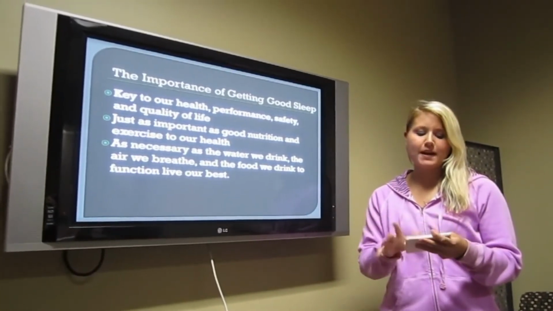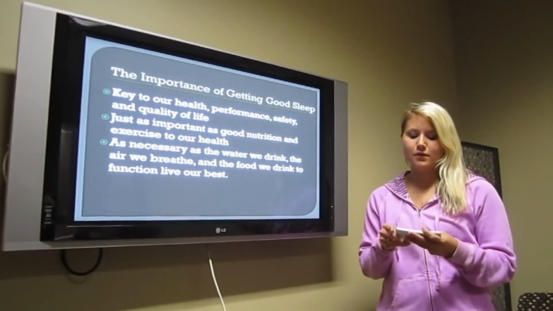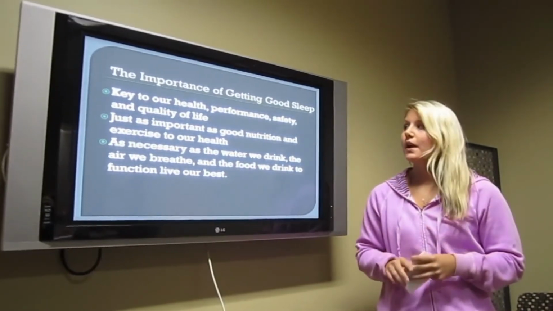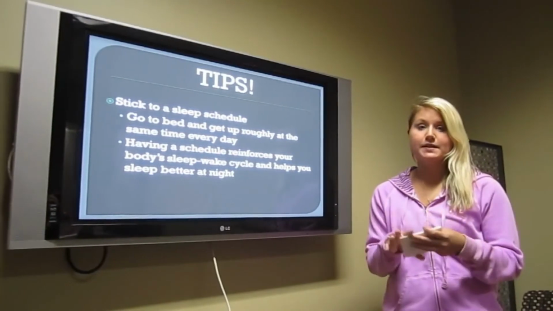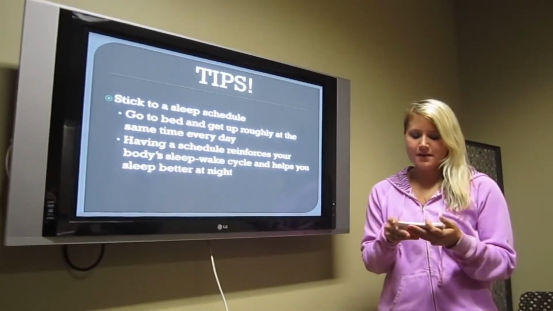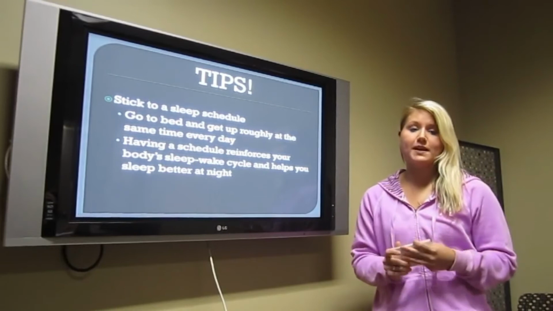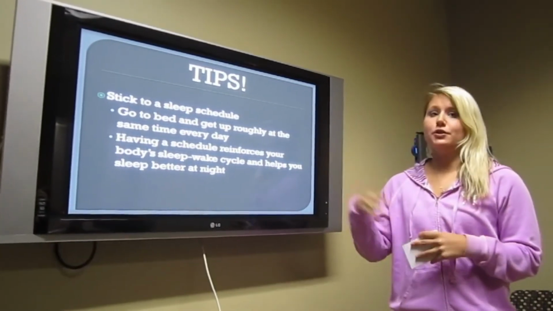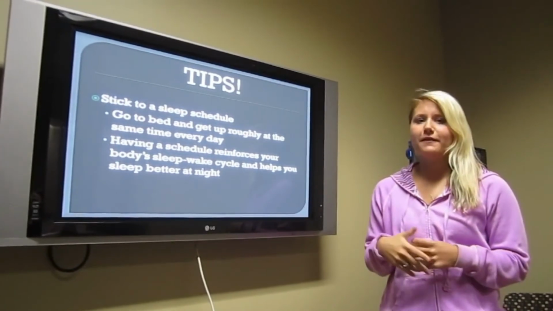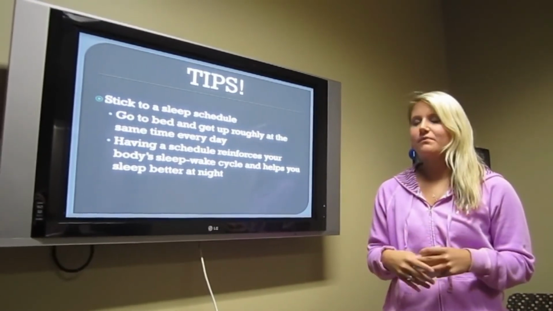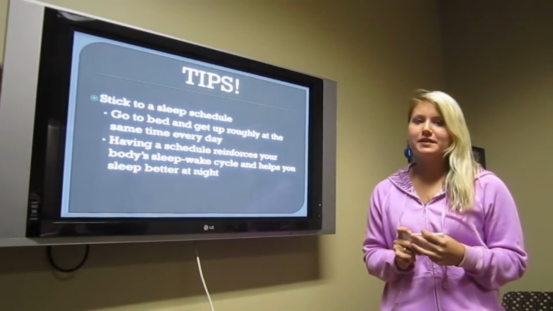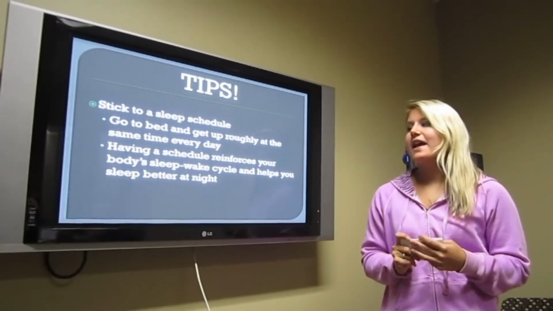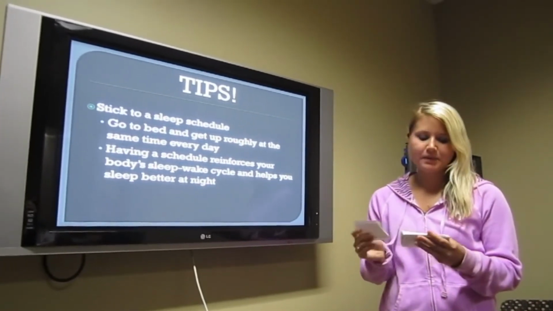Now that you know why it is important to get good sleep, I'm going to give you a few tips for better sleep. According to Mayo Clinic's article, Sleep Tips: 7 Tips for Better Sleep, there are 7 ways you can get better sleep at night. First, stick to a sleep schedule. Go to bed and wake up roughly at the same time every day. Having a schedule reinforces your body's sleep-wake cycle and helps you sleep better at night.